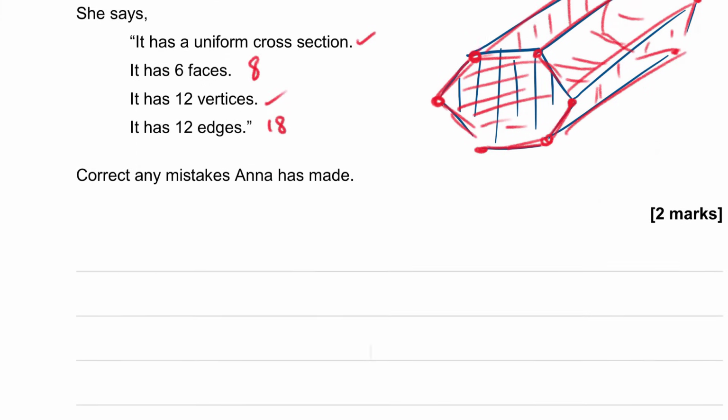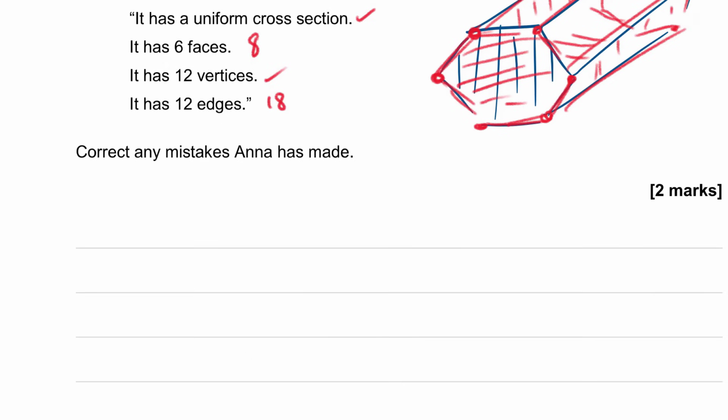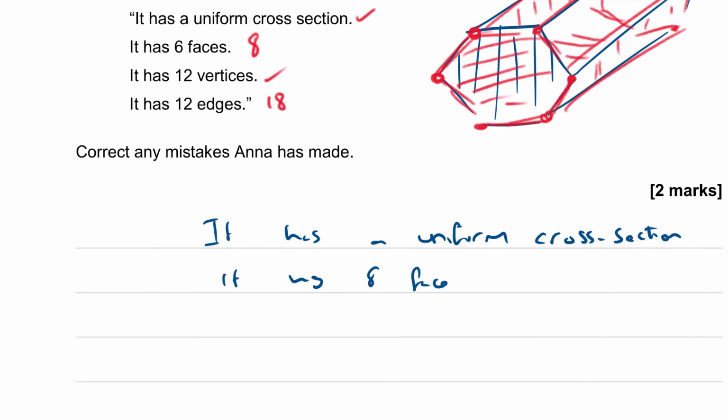So correct any mistakes she has made. She needs to say it has a uniform cross-section. That was correct. It has 8 faces. It has 12 vertices. And it has 18 edges.